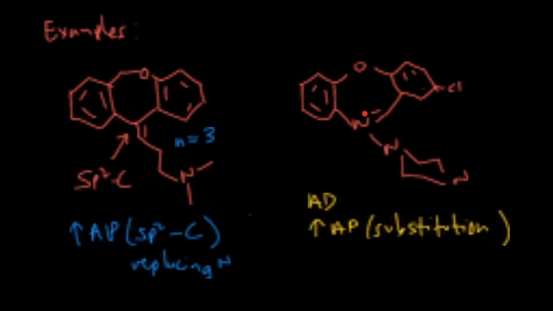So this is non-planar, but it's still active because it does not have more than one double bond in the middle ring. It has an N equals 3 side chain, so atom 1, atom 2, atom 3, basic amine. It is a secondary amine, so it's a pretty potent antidepressant.